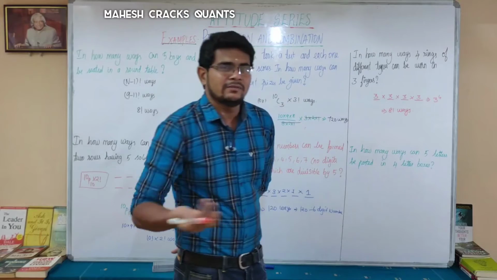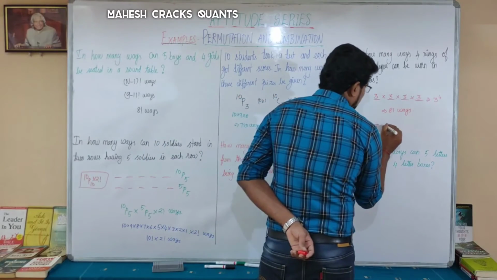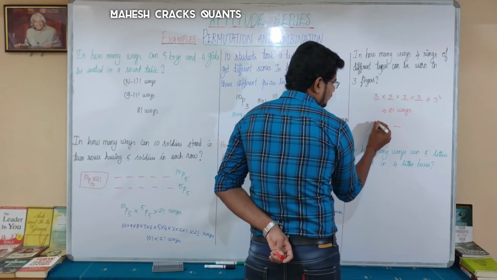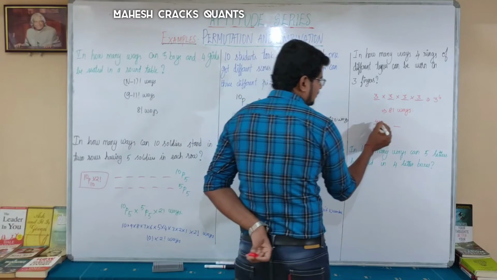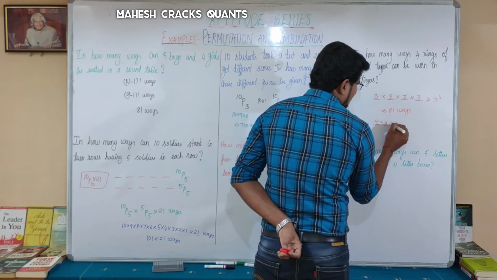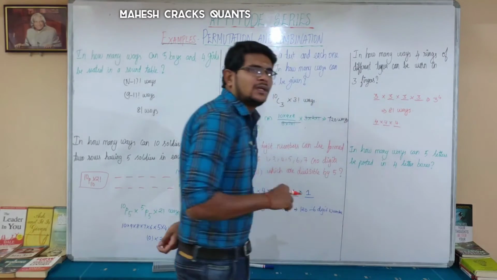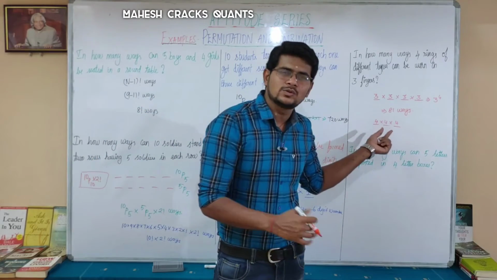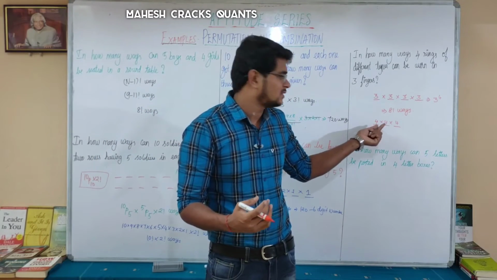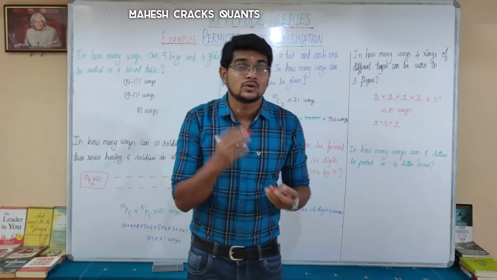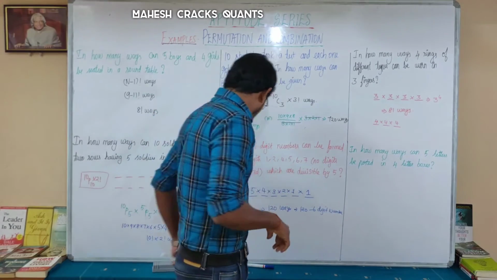Listen, many people will do this: there are 3 fingers, so for the first finger I have 4 rings, for the second finger I have 4 rings, and for the third finger I have 4 rings. If you solve like this, you will get a different answer. You will get 64. That's a wrong one. Why?